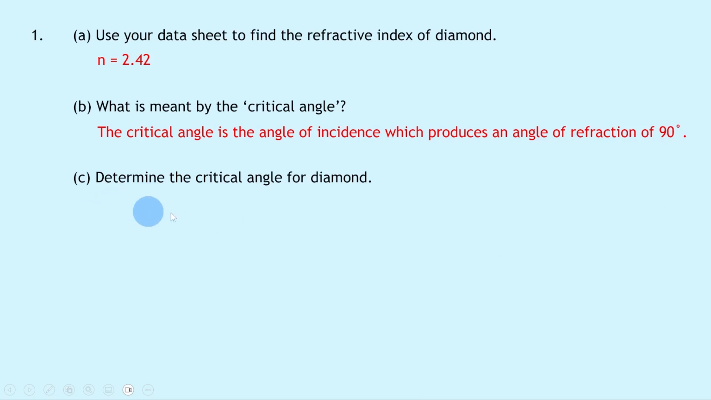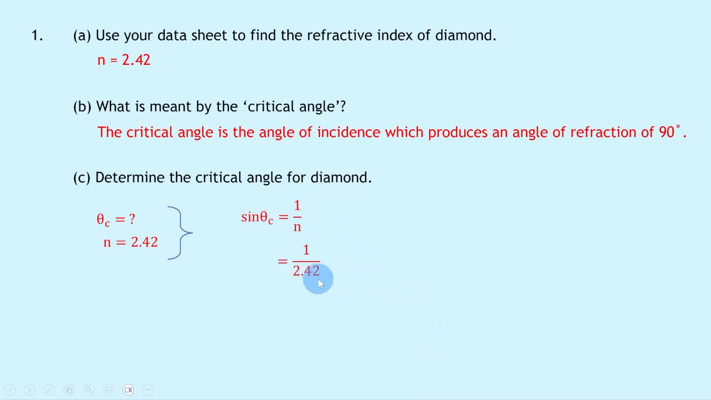And lastly, part C says determine the critical angle for diamond. Well, writing down what we know from the question here, we know theta C is what we're trying to find, the critical angle, and the refractive index n for diamond is 2.42. So that's all the data we need in order to find theta C. So remember the relationship between theta C and n is sin theta C equals 1 over n. Substituting in the n value gives 1 divided by 2.42.